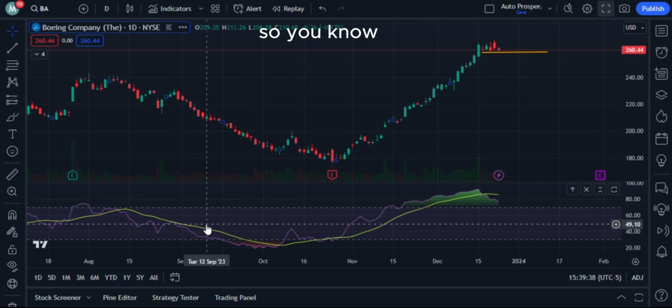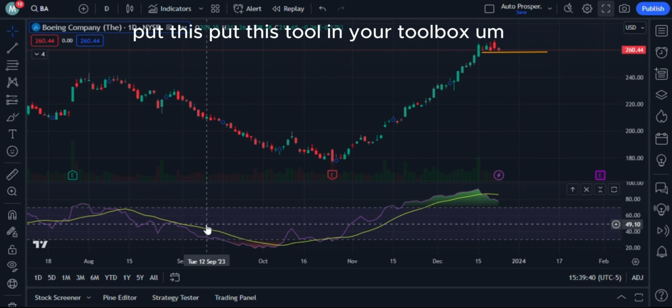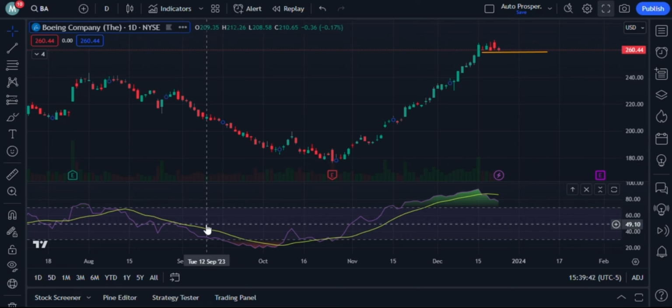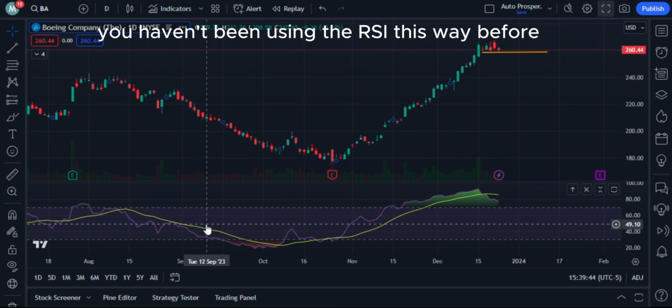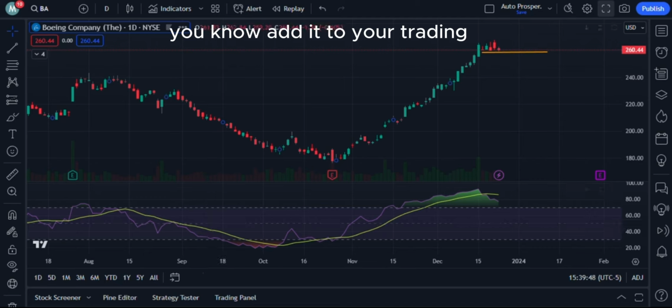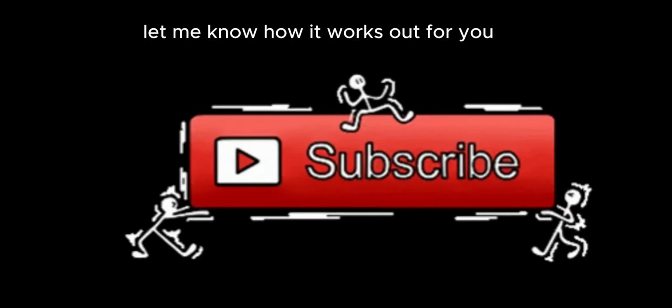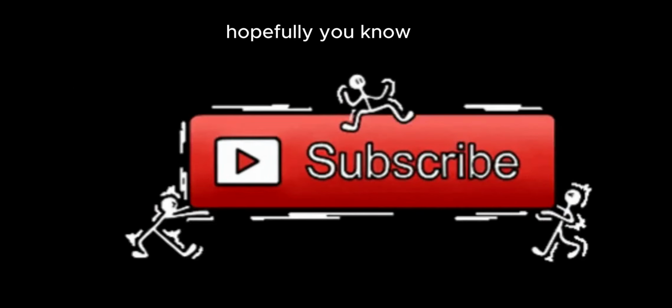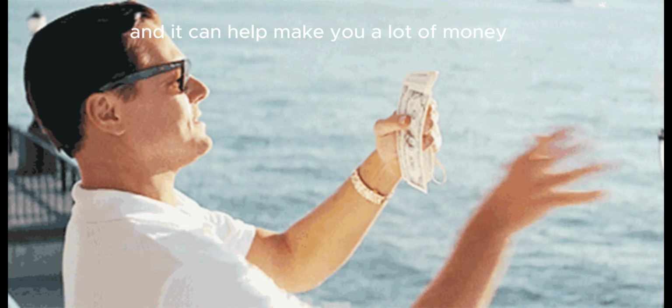So put this tool in your toolbox, and if this is new to you, if you haven't been using the RSI this way before, add it to your trading. Let me know how it works out for you. Hopefully you'll find it useful and it can help make you a lot of money.